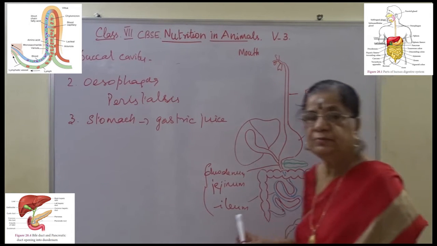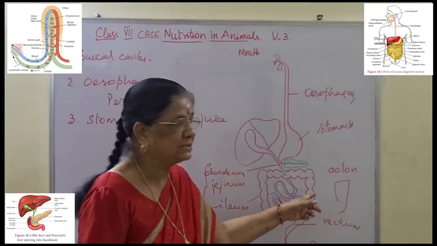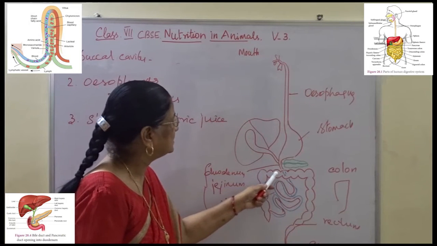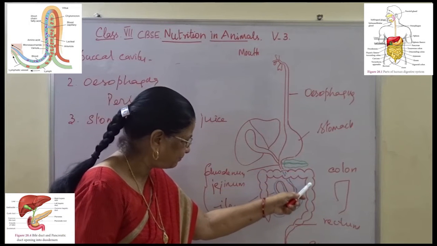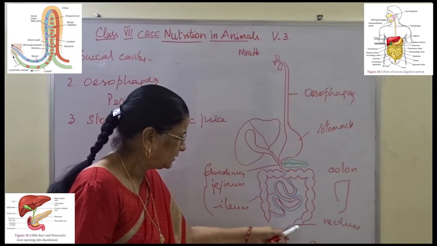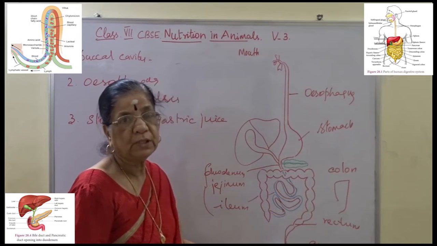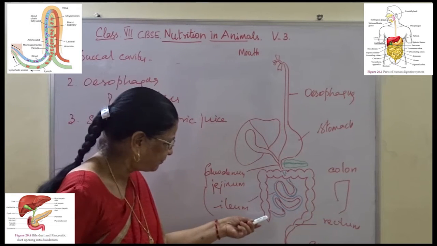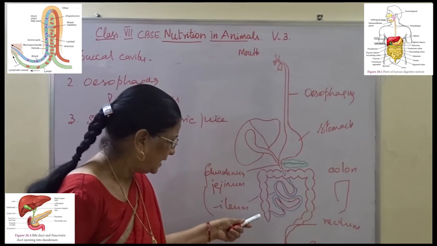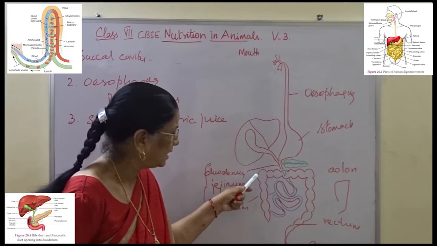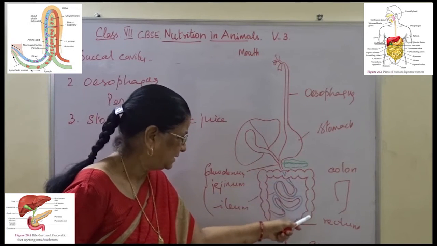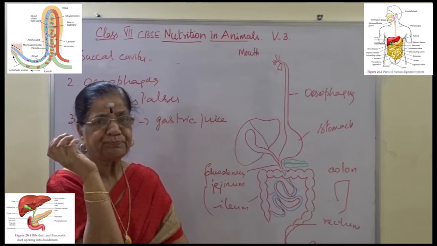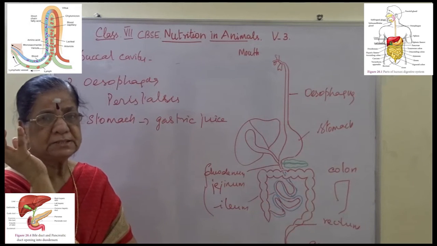Now this colon is a J-shaped structure. This is the ascending colon, this is the transverse colon, the descending colon, continued as the rectum, opening outside through the anus. I repeat, J-shaped structure: ascending colon, transverse colon, descending colon, rectum and anus. This is forming the large intestine.